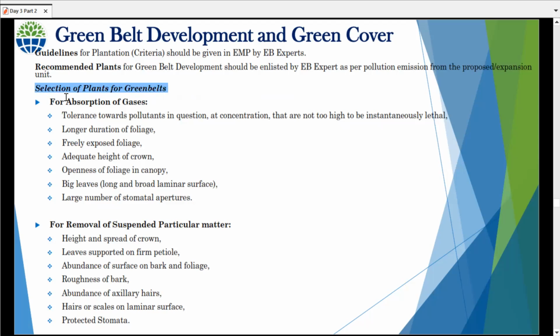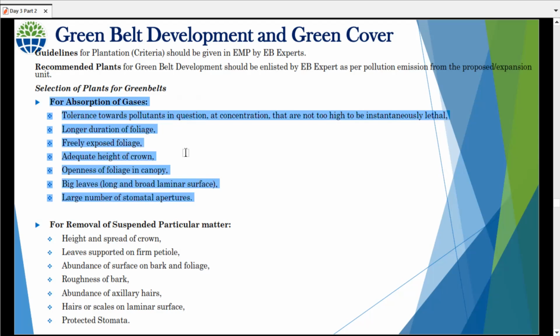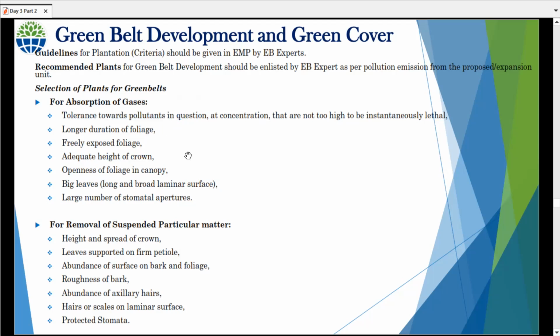Here you can see, on the basis of the gaseous pollutants, first we need to consider the parameter of tolerance toward the pollutants: PM, SOx, NOx, and what type of parameters, SC, VOC. Longer duration of foliage should be there. Freely exposed foliage should be there. Adequate height of the crown of these trees, like in case of the boundary, 15 meters height is required. Openness of foliage and canopy. Big leaves, a broad laminar surface, is required. A large stomatal index is required. So these are the criteria for the absorption of major gas pollutants or air emissions.